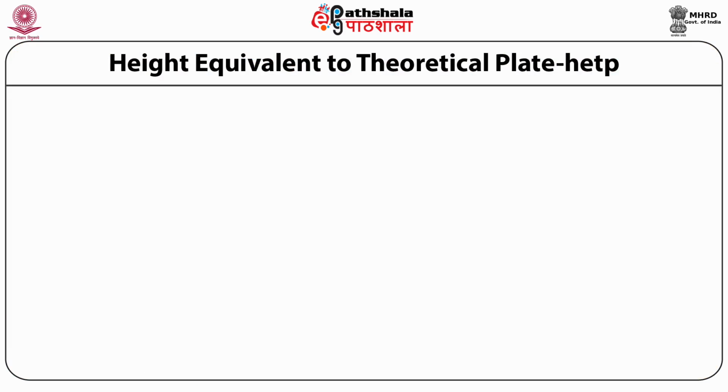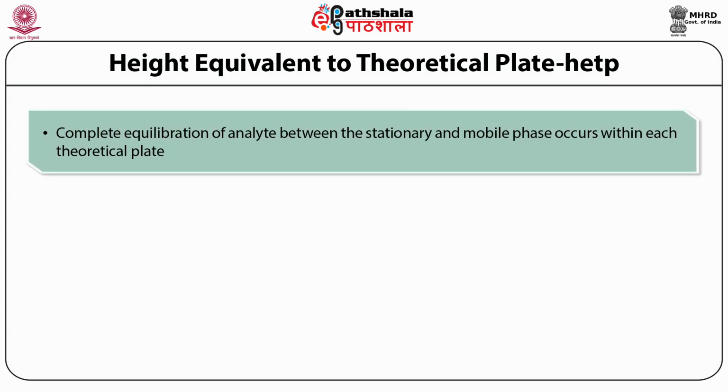The height of this equilibration band is also known as the theoretical plate, or HETP, of the chromatographic column. Complete equilibration of analyte between the stationary and the mobile phase occurs within each theoretical plate. The column is divided into a number of adjacent imaginary segments called theoretical plates. The efficiency of any separation in column chromatography is described by HETP, or height equivalent to the theoretical plate.